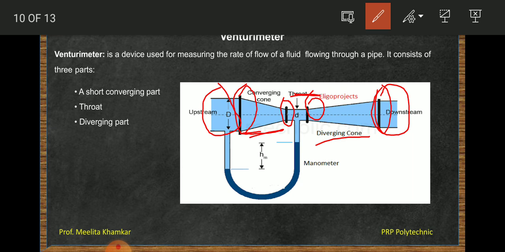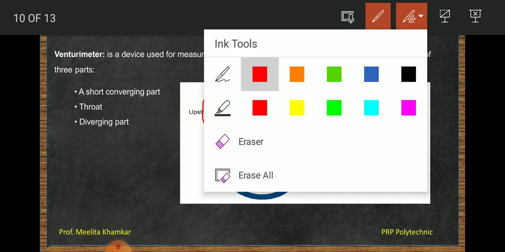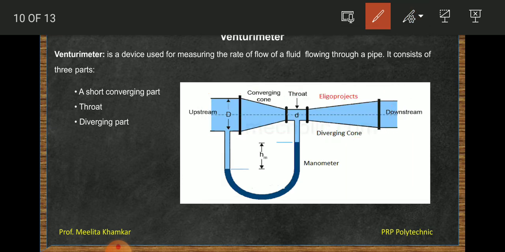The convergent cone and divergent cone are connected by the throat. The throat is nothing but a simple constant area pipe of smaller diameter. Then the manometer, which is a pressure measuring device, is used for the pressure measurement. One end of the manometer is connected to the throat and the other end of the manometer is connected to the pipe. In the manometer, the manometric fluid is filled, that is mercury or a material having a higher density.